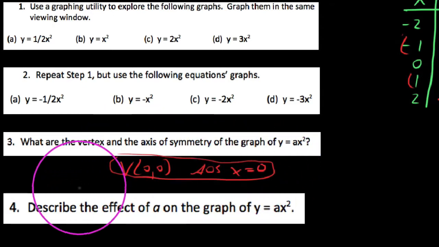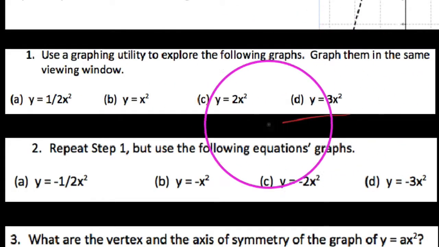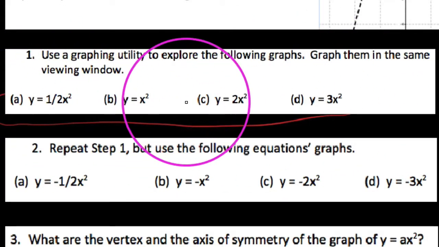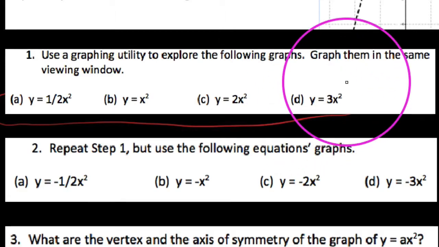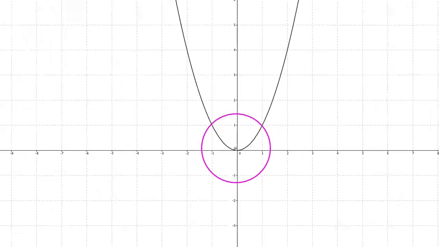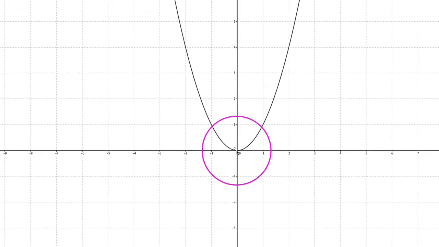So now let's explore this fourth question down here. Describe the effect of a on the graph of y equals ax squared. I've got a list of functions here that I want to graph: 1/2 x squared, 1x squared, 2x squared, and 3x squared. But we're actually going to start by graphing y equals just x squared, y equals 1x squared to be precise. So if I zoom in here a little bit, you see the graph that we just got done sketching, but we say 0, 0, 1, 1, 2, 4.